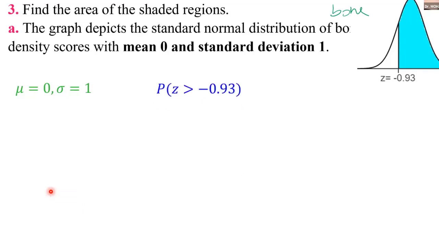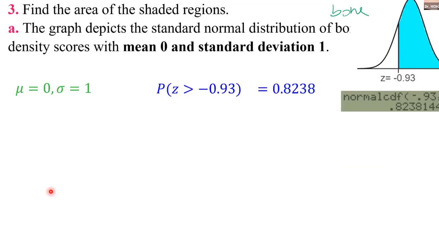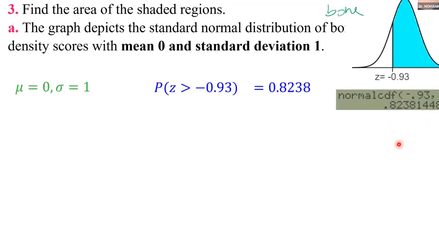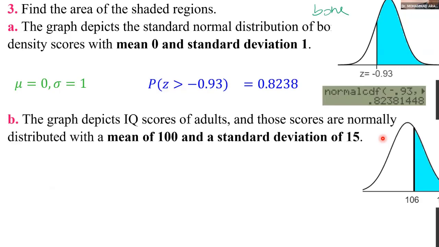Now you want the probability of z larger than negative 0.93. At this point, use technology, use table. You know how to use both of them. And the answer is 0.8238. You can use normalcdf, the technology, to come up with the answer. And you want to use as many decimals as possible, or at least pay attention to what they asked.